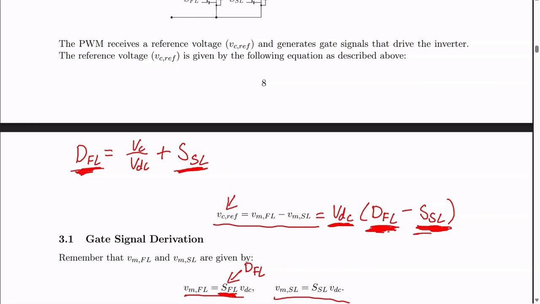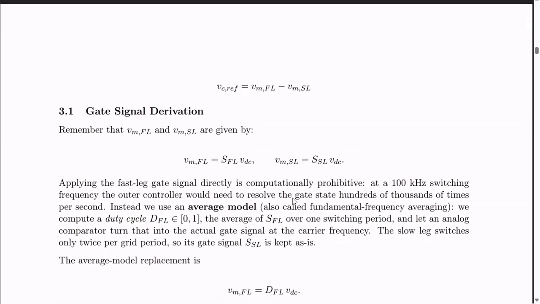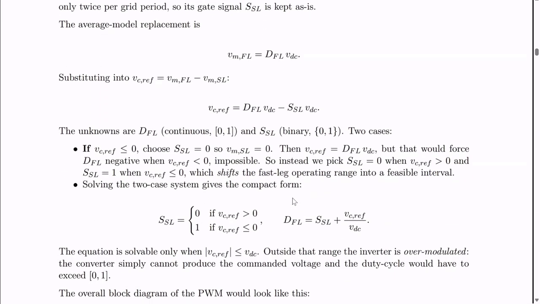So the duty cycle must be between 0 and 1, because the duty cycle is just the average of the gate signal for the fast leg, and the gate signal can either be 1 or 0. So the average cannot be outside of 0 and 1. And then the slow leg gate signal can either be 0 or 1. I have solved it down here, so we have just found this equation here. We know that this one is binary, while this is continuous between 0 and 1.